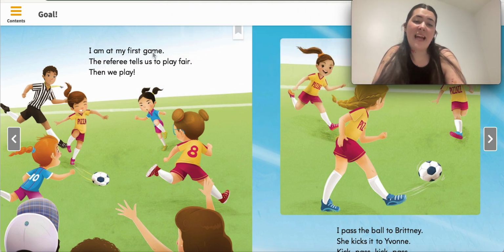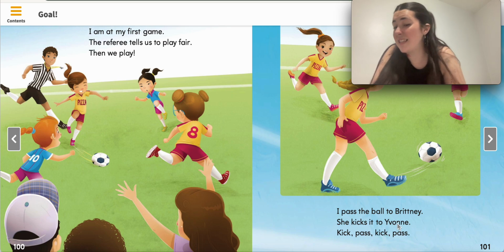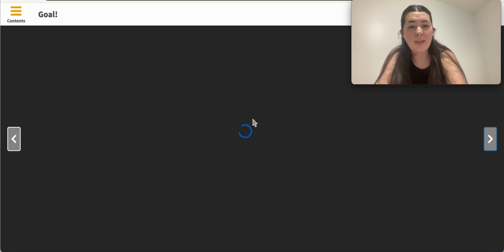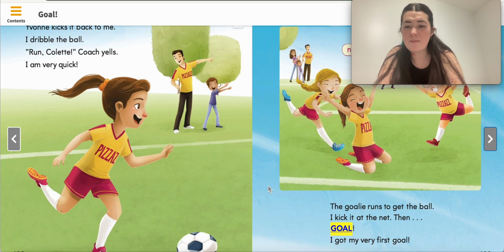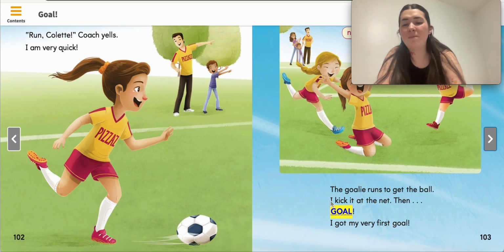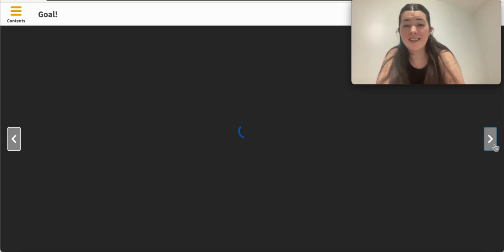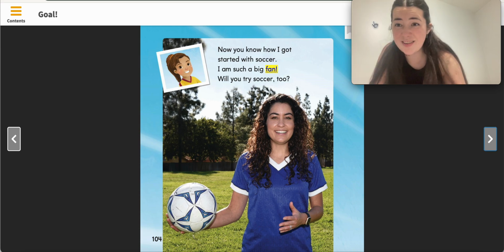I am at my first game. The referee tells us to play fair. Then we play. I pass the ball to Brittany. She kicks it to Yvonne. Kick, pass, kick, pass. Yvonne kicks it back to me. I dribble the ball. "Run, Colette," Coach yells. I am very quick. The goalie runs to get the ball. I kick it at the net. Then goal! I got my very first goal. Now you know how I got started with soccer. I am such a big fan. Will you try soccer too?